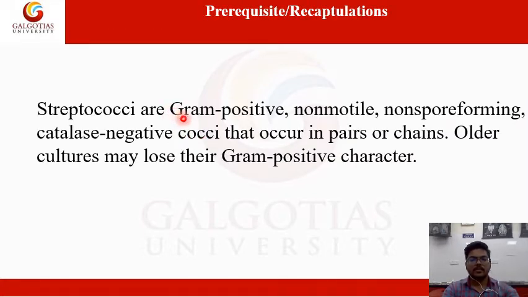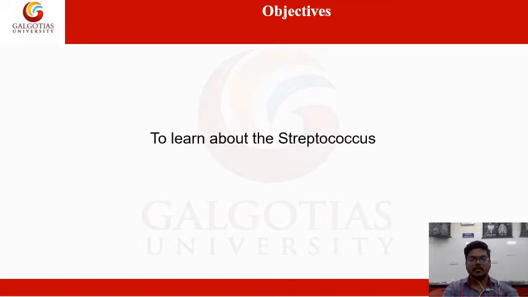The prerequisite or recapitulation before starting the slide: Streptococci are gram-positive, non-motile, non-spore-forming, catalase-negative cocci that occur in pairs or chains. Older cultures may lose their gram-positive character. Now the objective of this slide is to learn about the Streptococcus bacteria.